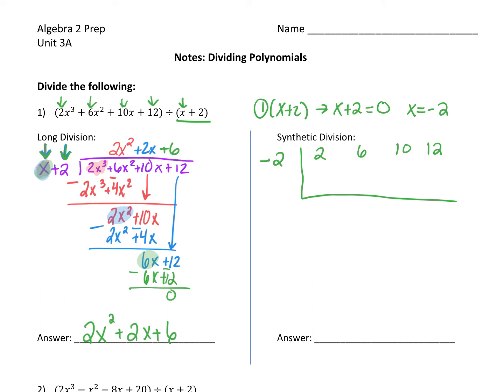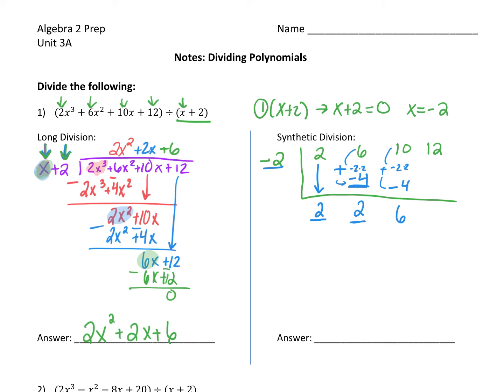So when we're doing synthetic division, the first thing we're going to do is just bring down this first term, so 2. Then, to get the spot that goes here, I'm going to do negative 2 times 2, and so I'm going to get negative 4. Now I'm going to add 6 and negative 4 to get 2, and then do the same thing for the next spot. So I'm going to do negative 2 times this 2. I'm going to get negative 4. I'm going to do 10 plus negative 4, and I'm going to get 6.